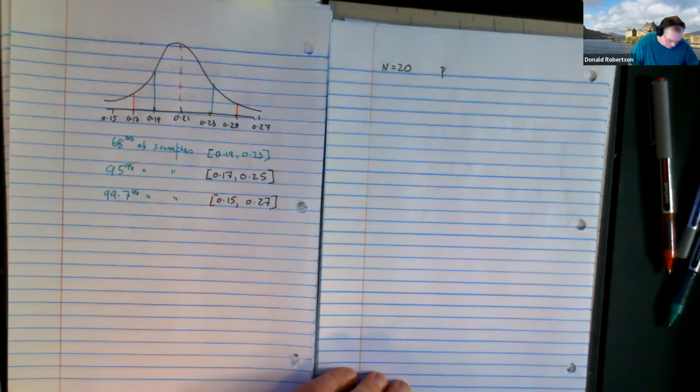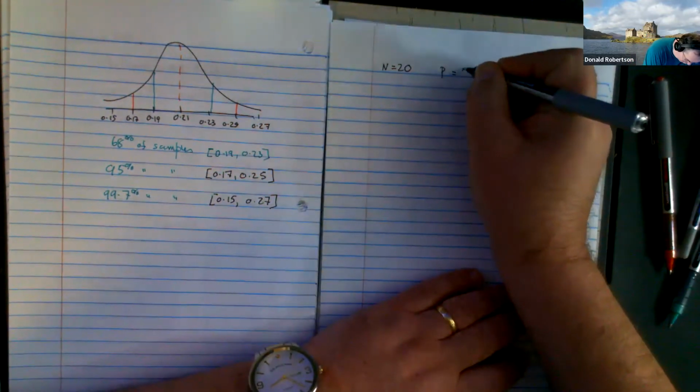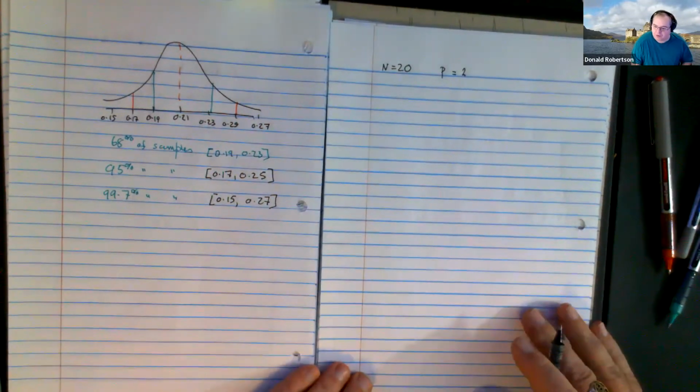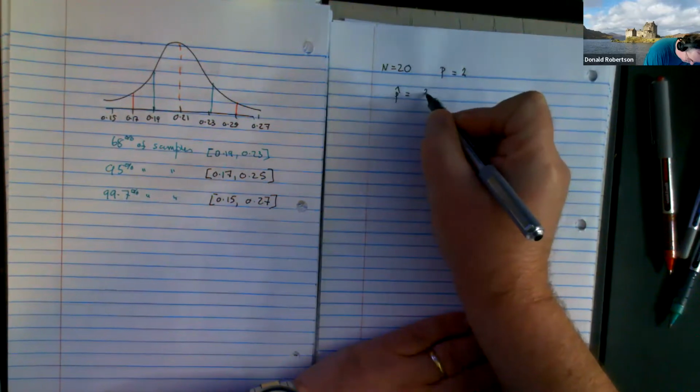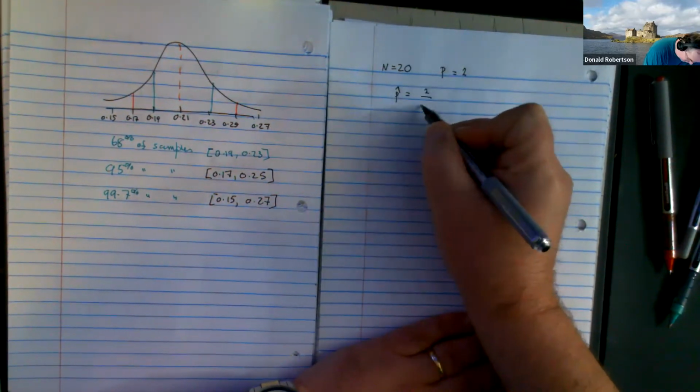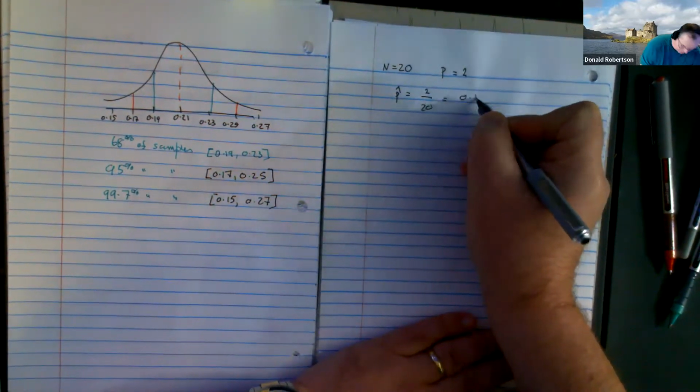So we have a sample in which 2 people said yes to my question. So that will make p hat, right, 2 out of 20. It's a nice number, right? 0.1.